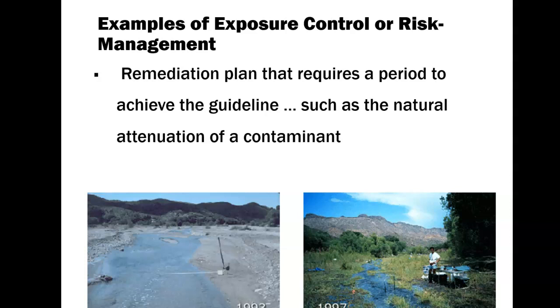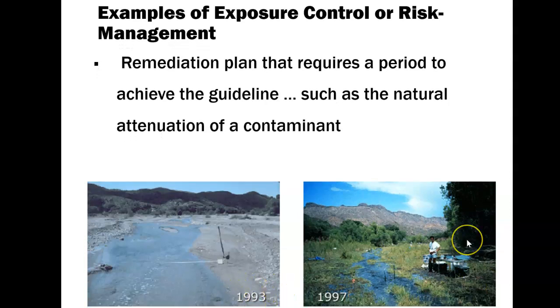An example of exposure control is shown here. This is from Pinal Creek, Arizona. Now, this water, as shown on the left-hand side for 1993, was contaminated with metals, and it also had a very low pH in the water. So the source of the contamination was actually an acidic plume of contaminated groundwater from acid mine drainage. But because of the way it interacts with the metals, it leads to a lower pH, and also it is acidic.